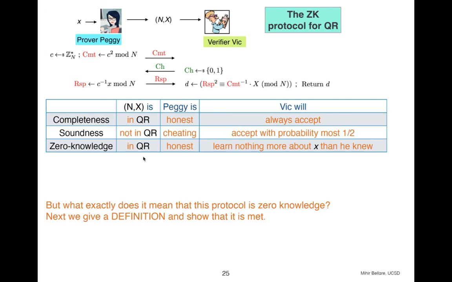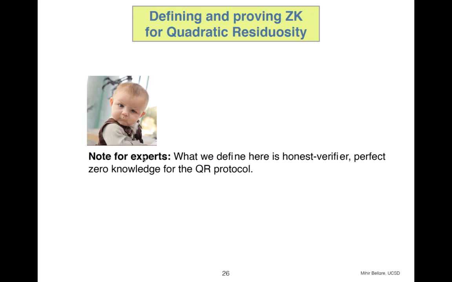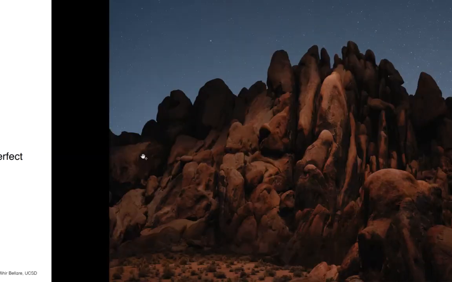Okay, so however, that was pretty vague. In the zero knowledge part, we haven't actually said what zero knowledge even means to the point that we can argue that the protocol has that property. So we want to next move on to doing that.